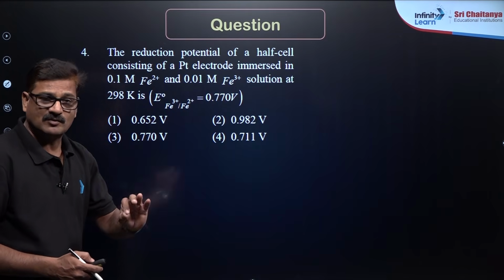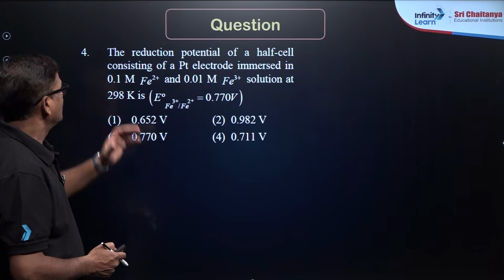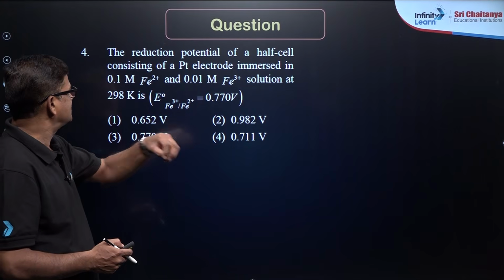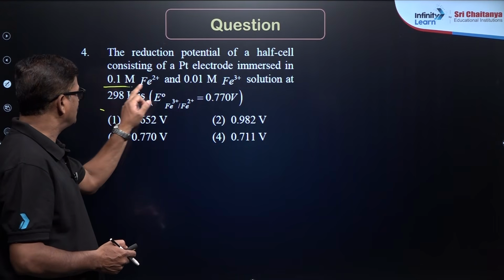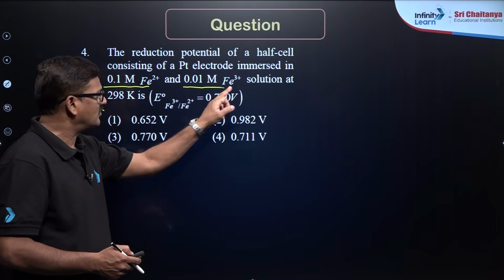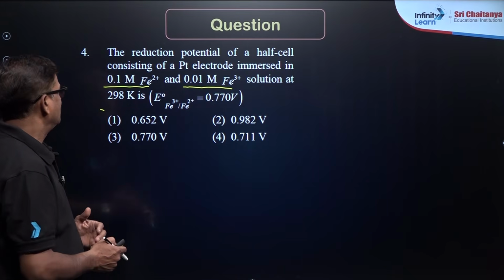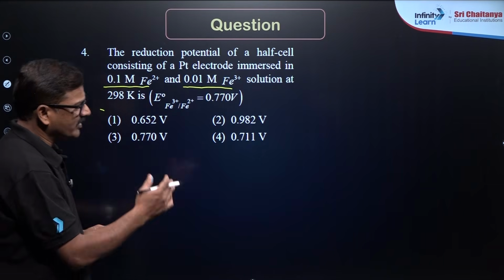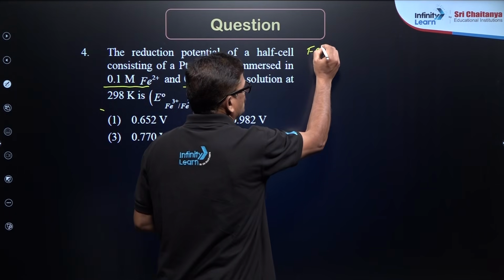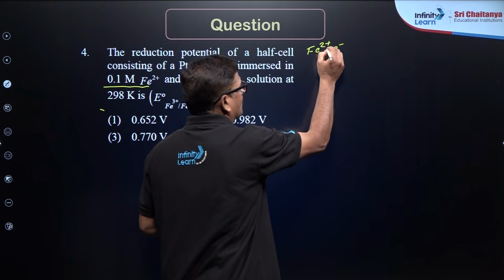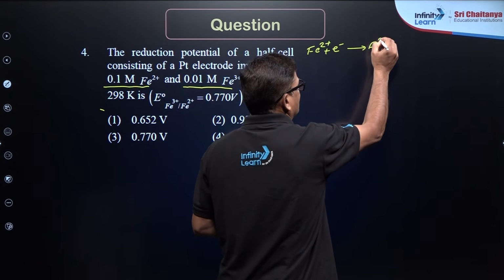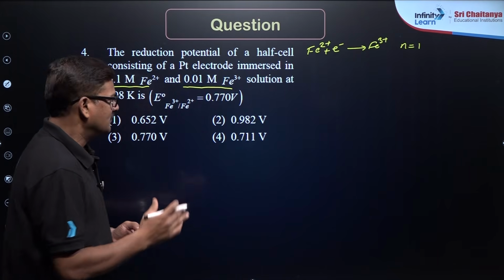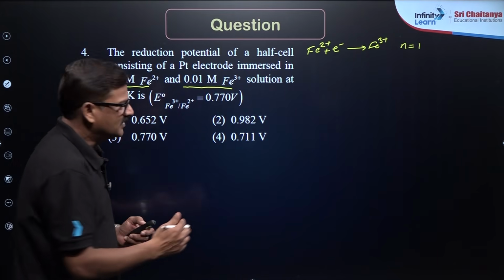Students, here is one more question from redox reactions. The reduction potential of a half cell consisting of a platinum electrode immersed in 0.1 molar Fe2+ and 0.01 molar Fe3+ has to be calculated. Here Fe2+ is losing one electron and becoming Fe3+, therefore n is equal to 1. For this, you can directly apply the Nernst equation.